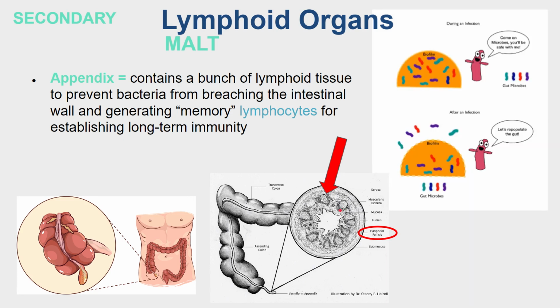There's kind of this interesting theory right now that the appendix actually serves as a safe haven for our friendly gut bacteria during an infection. So if you've ever had a gastrointestinal infection where you've had really bad diarrhea, the appendix apparently can house your friendly bacteria and create this biofilm that protects them from your body trying to get rid of the bad ones through the diarrhea. And then once the infection has passed, it will release them and allow them to repopulate the gut, which I think is pretty cool.